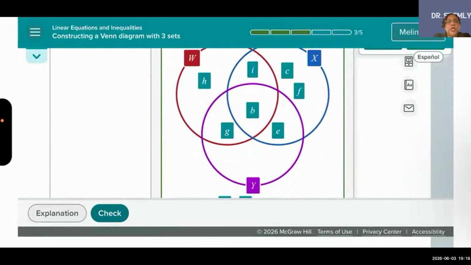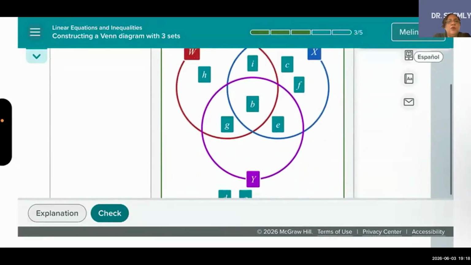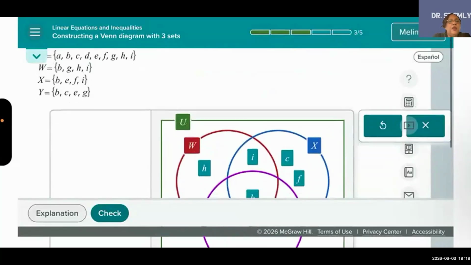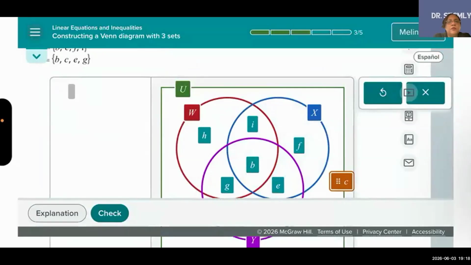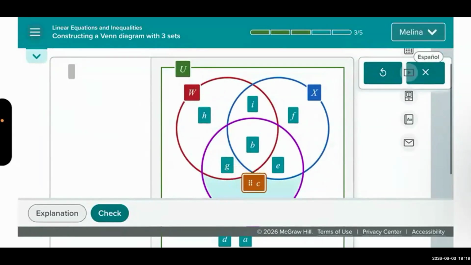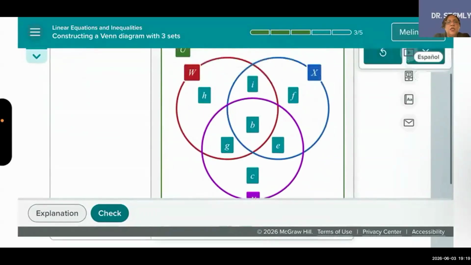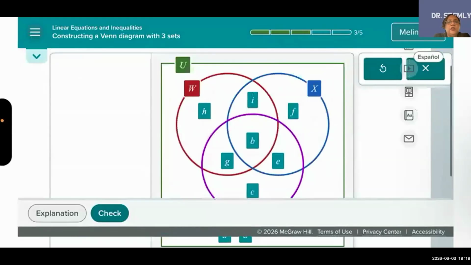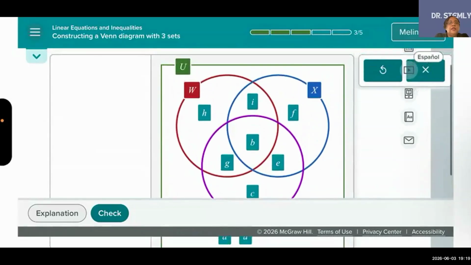So where's C? Y should have C. Let me see C, Y again. Y should have C. There you go. So C into Y. There you go. So Y should have B, C, E, G. Okay, so then X. X has E and Y has E.